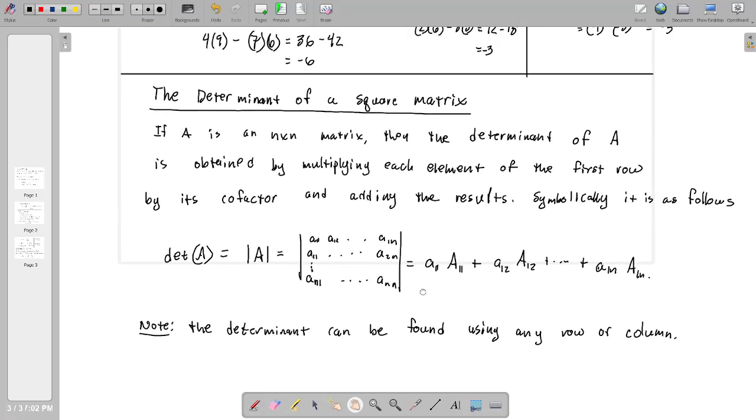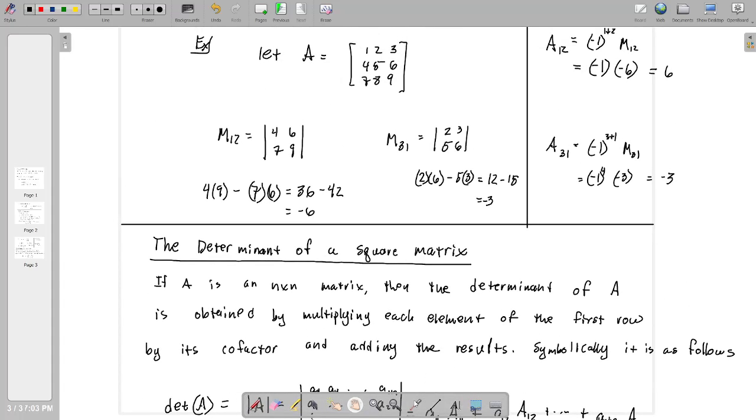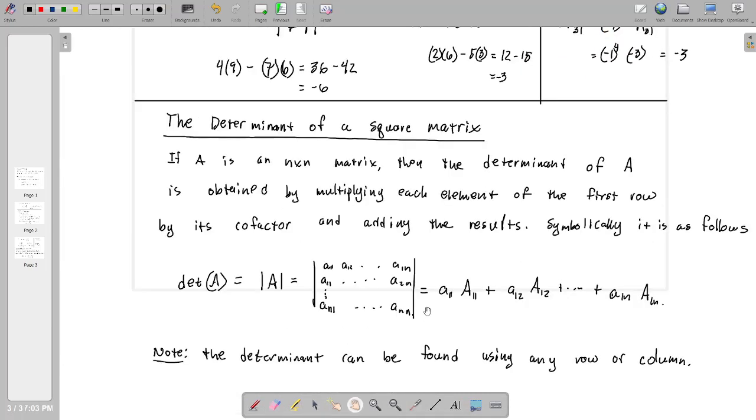Now, I will recommend that you use the first row, at least until you get the determinant down. Notice up here, when we did these cofactors, you have this negative 1 to some power. When we use the first row, those negatives will always be in the same spot. So you can get used to using the first row and having the negative where you want it consistently. That's why I recommend that you use the first row until you feel comfortable using a different row. Again, if you use a different row, then you would need to calculate the cofactors accordingly.